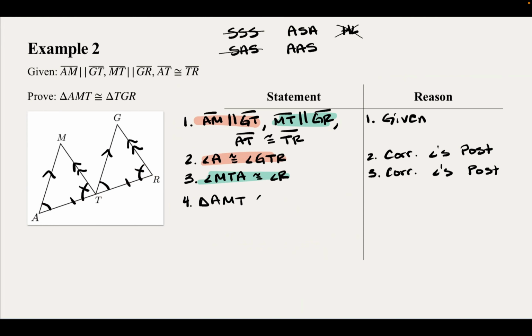Triangle AMT is congruent to triangle TGR, and that is by angle, side, angle. So there is your proof for ASA.